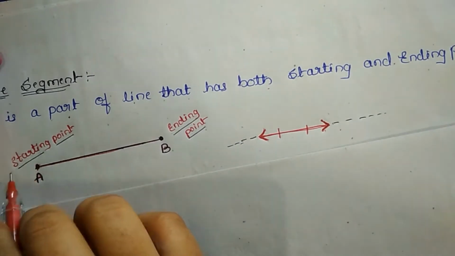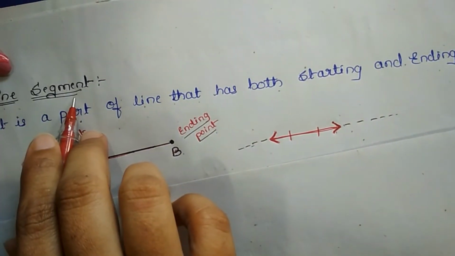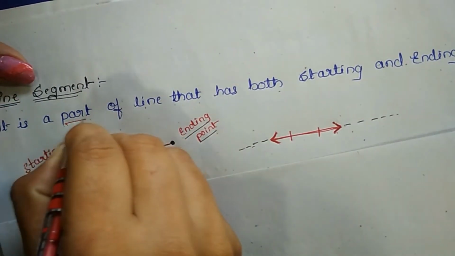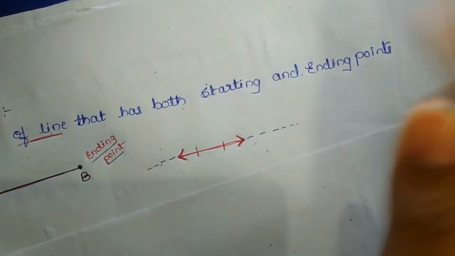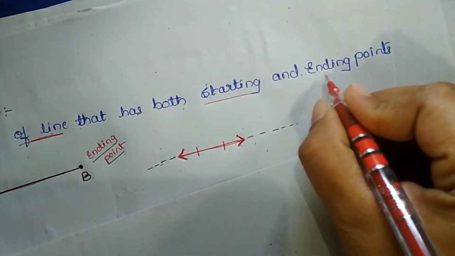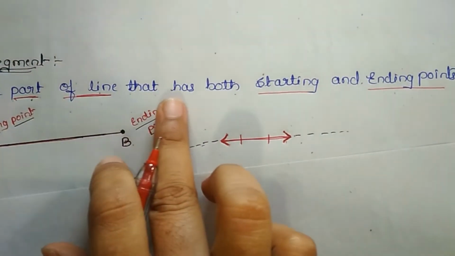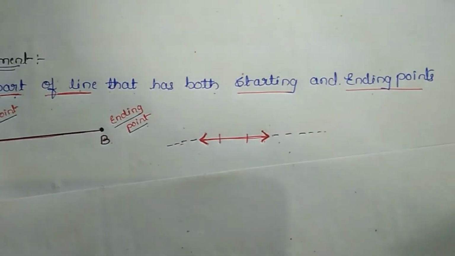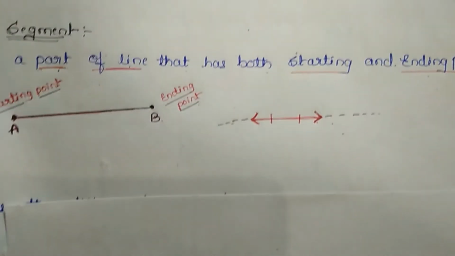So by this you can understand clearly that a line segment is nothing but a part of a line. It is a part of a line that has both a starting and an ending point. If you want to understand it in more detail, we'll go with another definition.